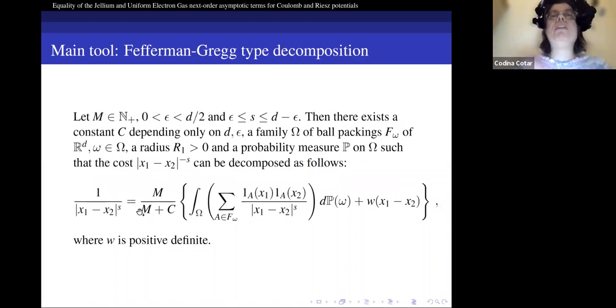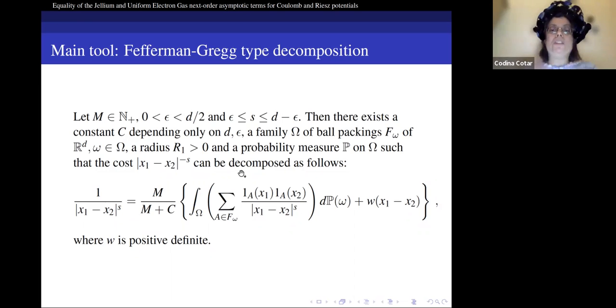And what does this Fefferman-Graf decomposition do? Well, we start with 1 over the norm of x minus y to the power s. And this is a long-range interaction. Long-range interactions are tricky for the optimal transport problem and for other types of problems too. And for a lot of problems in mathematical physics, long-range interactions are tricky. We don't want to work with a long-range interaction problem. We want to turn it into a short-range interaction problem. So this is what we do.